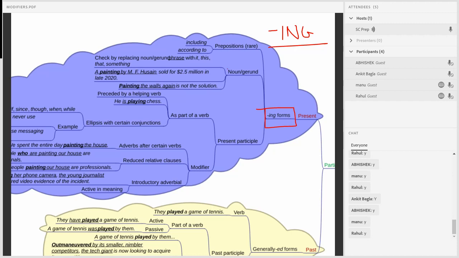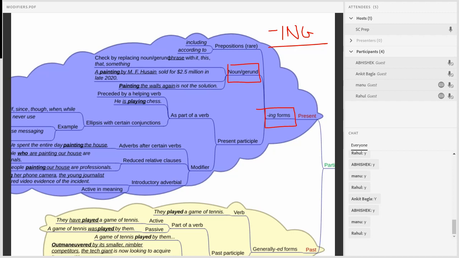Let's take examples. Take a look at that first one, "A painting by M.F. Hussain sold for $2.5 million in late 2020." Now that ing, "a painting," it is coming after "a," right? So we know that's the noun test, a and the. So that is a word that is a noun. Another way to think about this is an object, a physical object. So that is definitely going to be a noun, a painting.